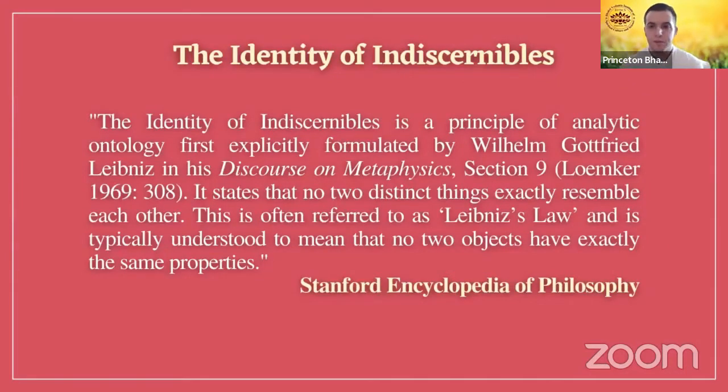So this chapter starts by introducing us to the identity of indiscernibles. The identity of indiscernibles is a principle of analytic ontology first explicitly formulated by Wilhelm Gottfried Leibniz in his Discourse on Metaphysics, section 9. It states that no two distinct things exactly resemble each other. This is often referred to as Leibniz's law, and is typically understood to mean that no two objects have exactly the same properties.